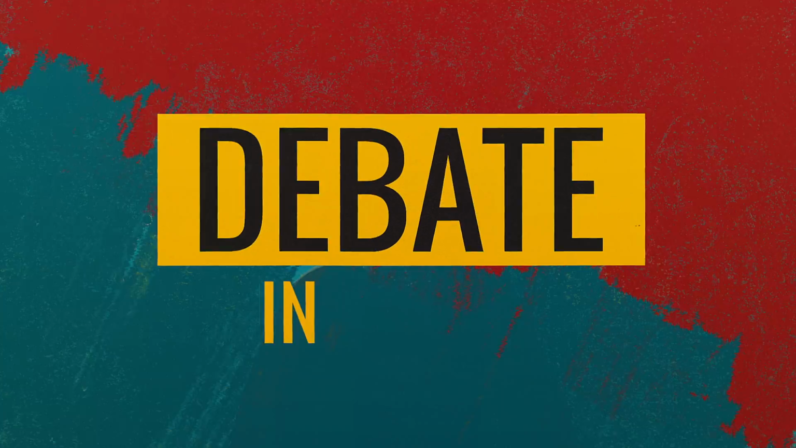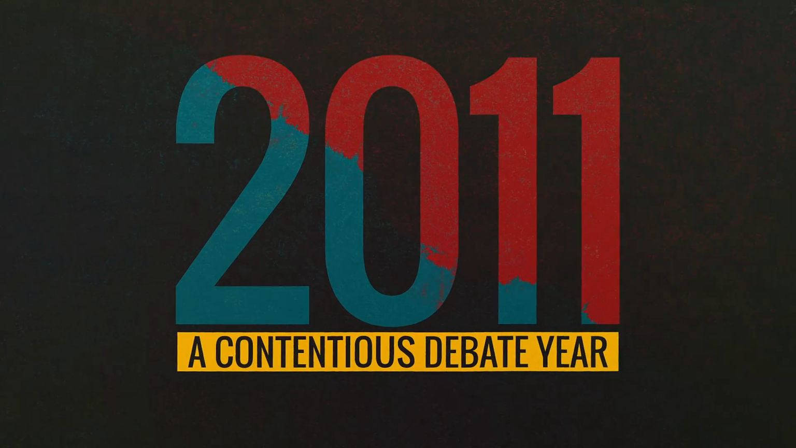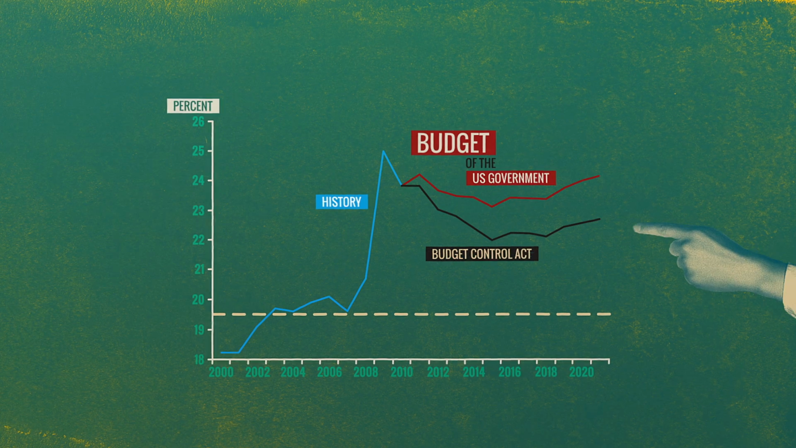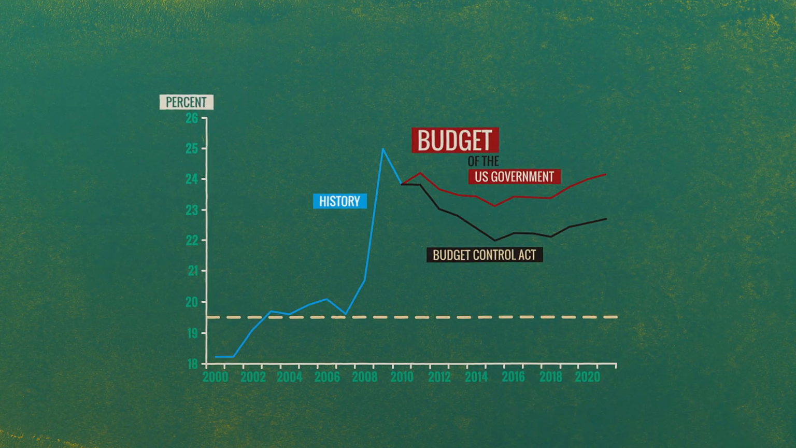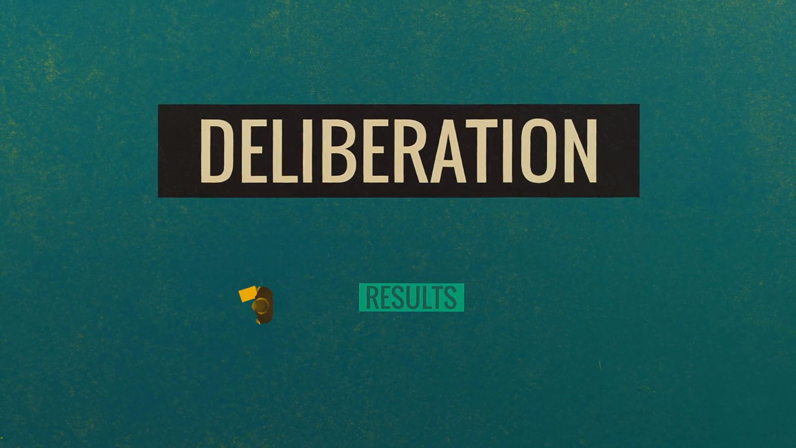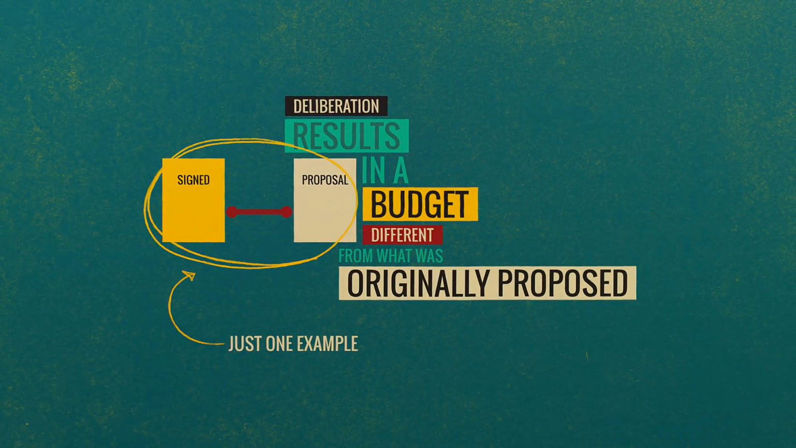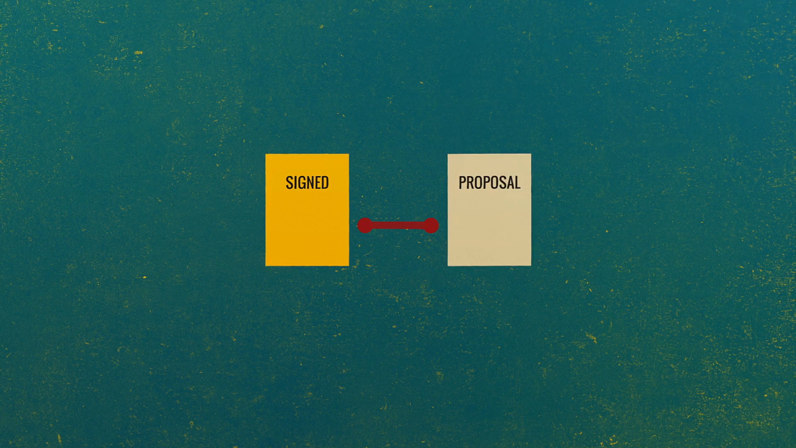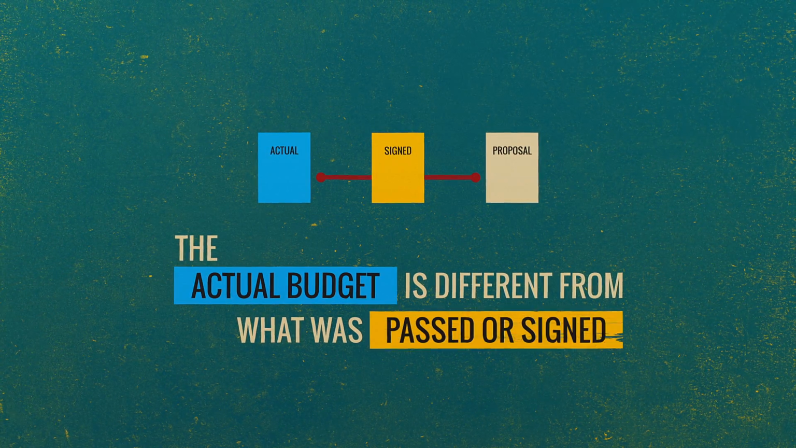After a lot of debate in Congress, in fact 2011 was a very contentious debate year, it ended up in something called the Budget Control Act, labeled with the black line. You can see that was actually substantially below the original proposal. So it's an example how the deliberation results in a budget which is different from what was originally proposed. It's just one example. There's another difference between what's originally proposed and what actually happened, and that is the actual budget is different from what was passed or signed.